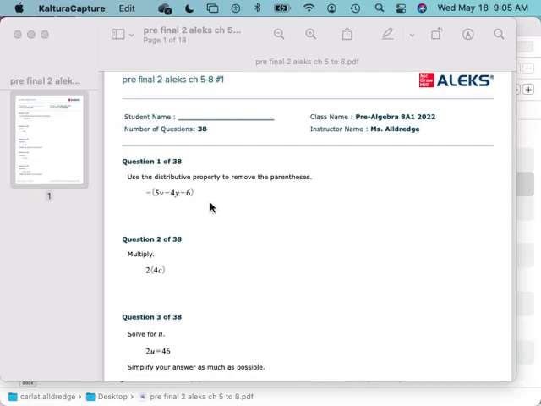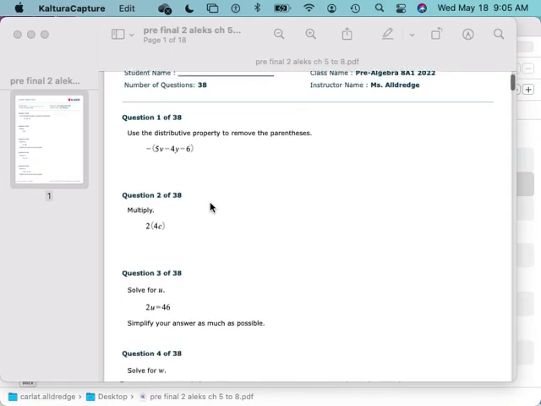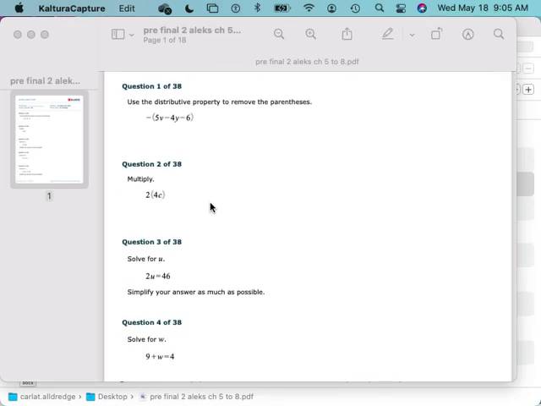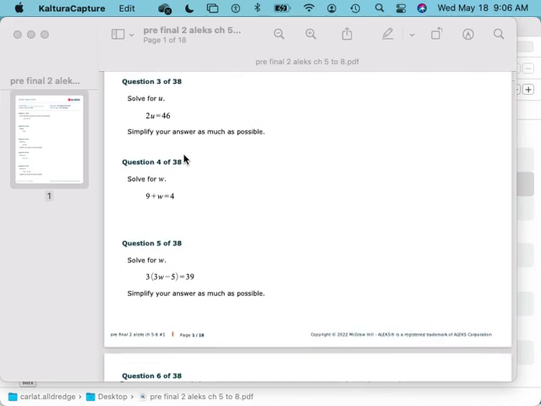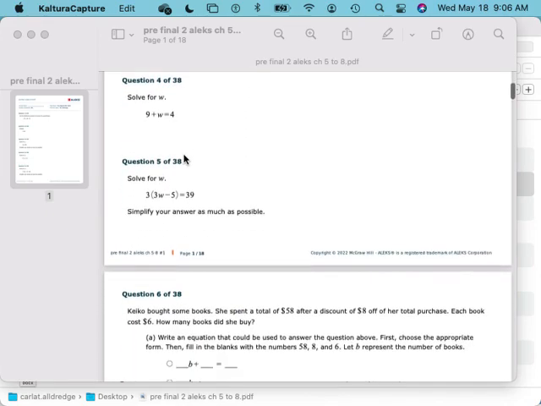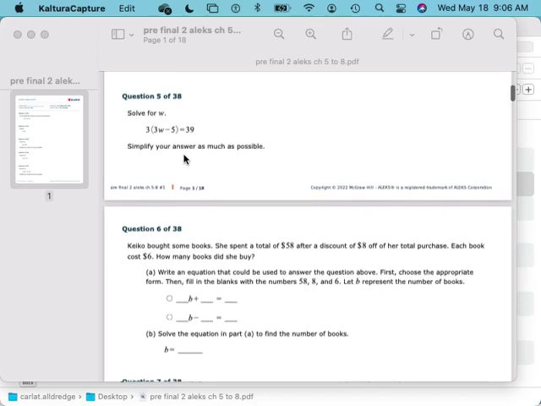Okay, so everybody, we're on pre-final 2, and we're going to just skip through the really easy ones and get to the more difficult ones, which will probably be your percentages that we did recently. Everybody knows how to use the distributive property, right? We're just going to move a negative sign to each one of these, multiply by a -1. Okay, remember the answers are on the back. These are all pretty simple ones that I think everybody's going to be doing.